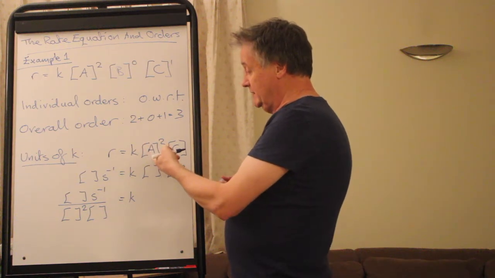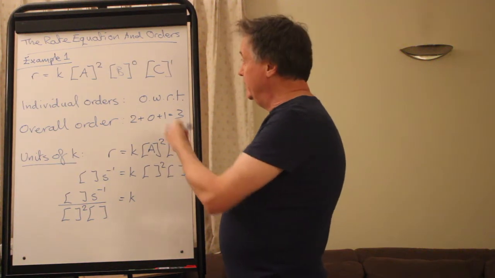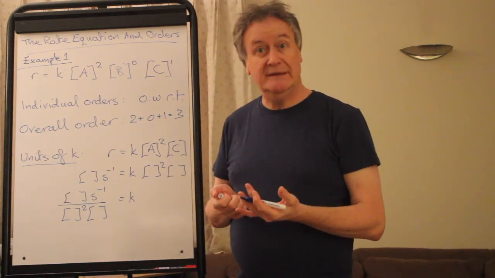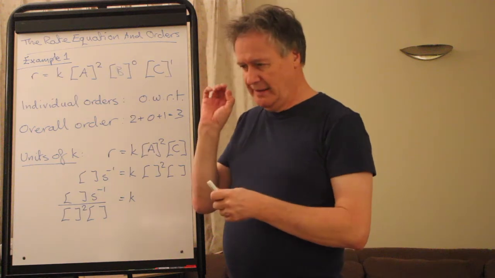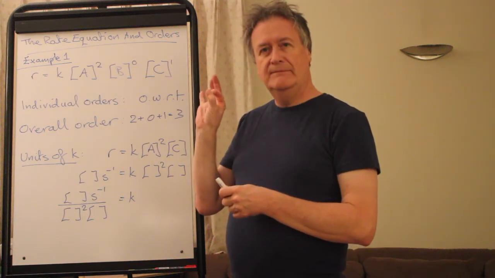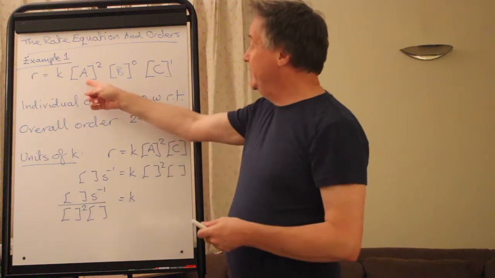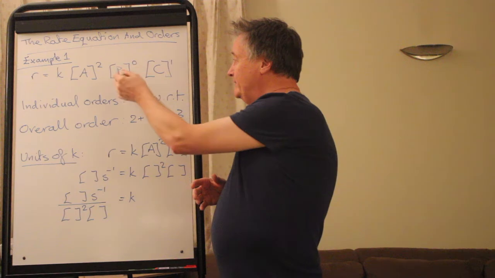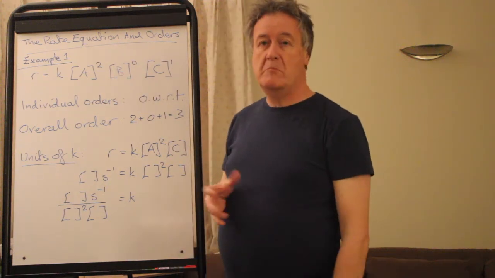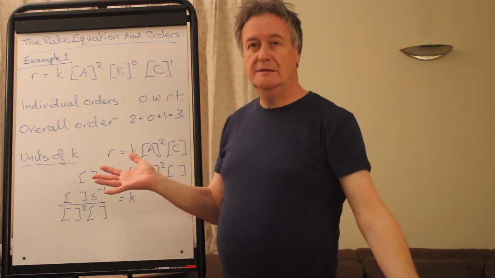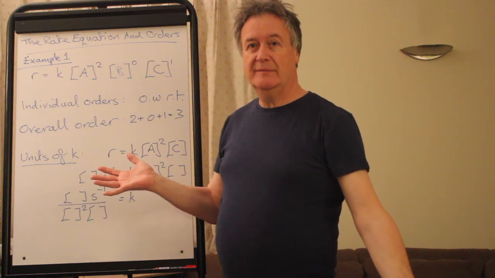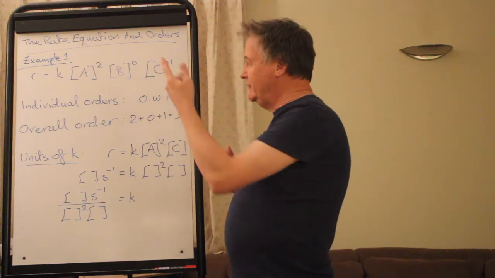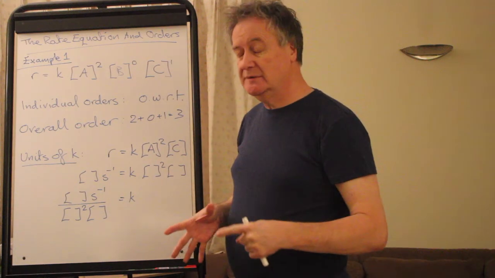R equals K, A to the power of 2, C to the power of 1. I don't need to write B. If you're not mathematically minded, you'll have no idea why, perhaps. But anything to the power of 0, no matter what it is as a number, and these will be numbers, let's not forget that concentrations are numbers, they're moles per cubic decimetre as a number. Any number to the power of 0 is 1. So multiplying anything by 1 doesn't do anything, so we just ignore it. So anything to the power of 0, anything that is 0 order, does not appear in the rate equation.